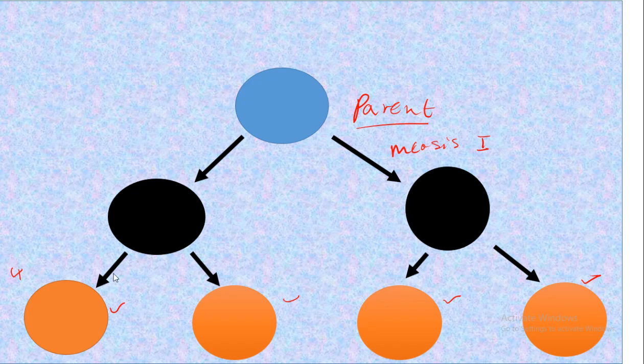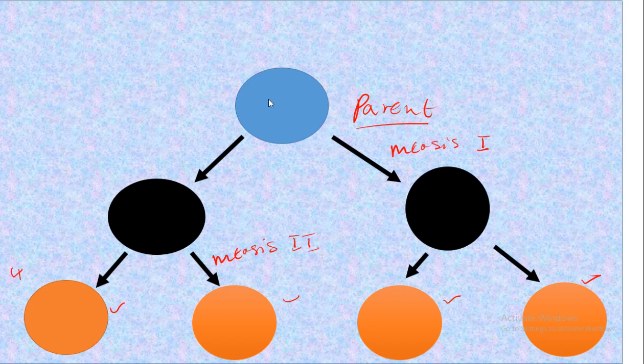So from this point to that point, and so on, this is what we are calling meiosis 2. This is what we talked about in the previous class.